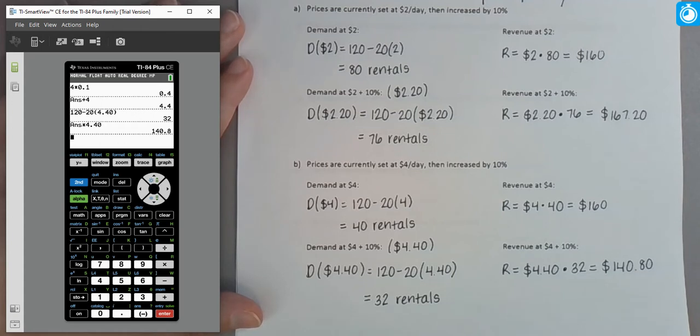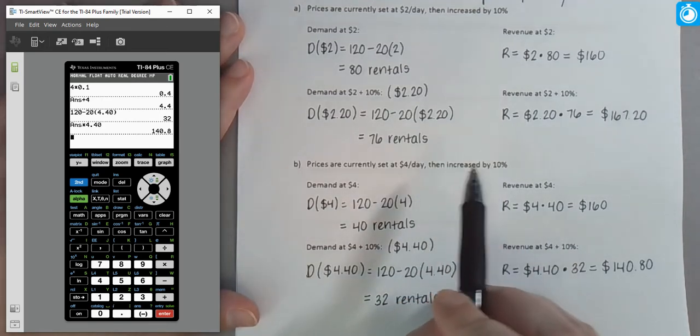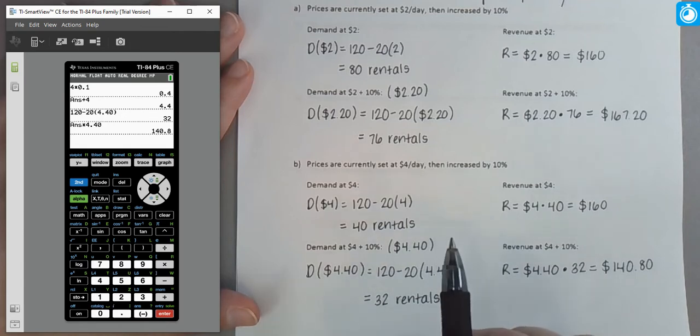So even though we increased the price, that was not enough to offset the decrease in demand, the decrease in the quantity demanded, the decrease in the number of rentals we would expect to have. So in this case, increasing the price by 10% would not be a smart business decision because we end up losing enough customers that our price increase cannot offset. So the ultimate question is, what should we be charging? What is the optimal rate to be charging so that we have the highest revenue possible?